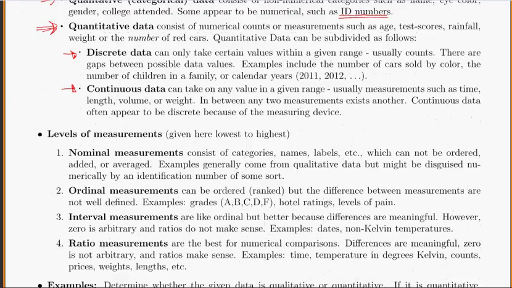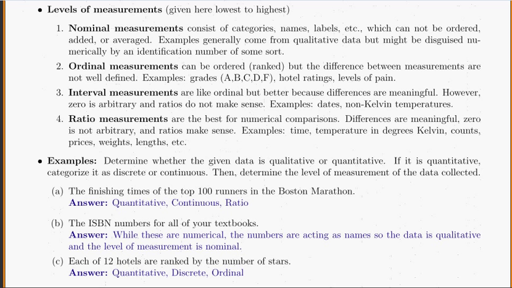Then we have levels of measurement, from lowest to highest here. Nominal, basically nominal comes from names. And they're basically categories, labels, names. Things that cannot be ordered, added, or averaged. All right? And usually this comes from qualitative data. Ordinal measurements mean you can order them, you can rank them, but the differences don't make very much sense. And it's sort of vague. Things like letter grades, you certainly know A is better than B, is better than C, is better than D, is better than F, but exactly how much better is a little ambiguous, right?